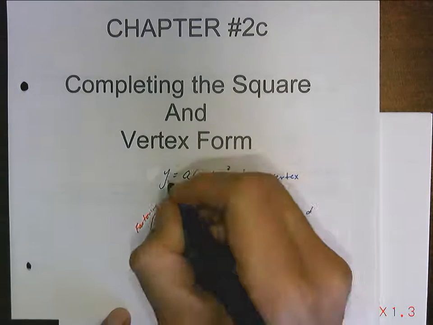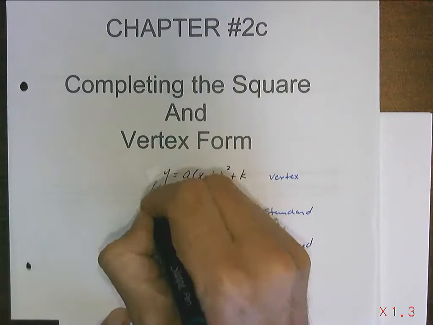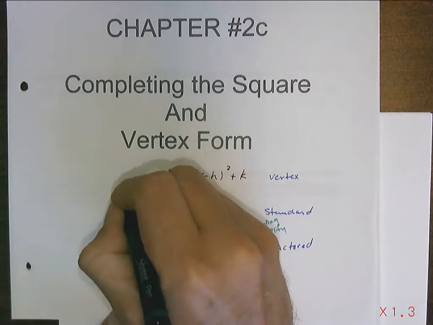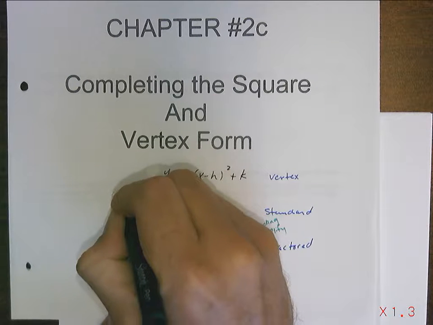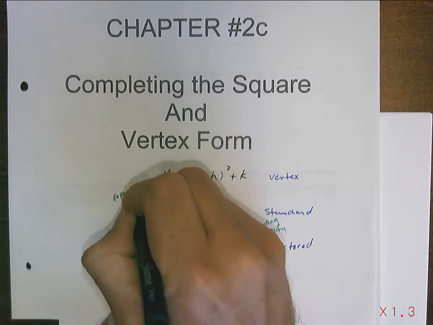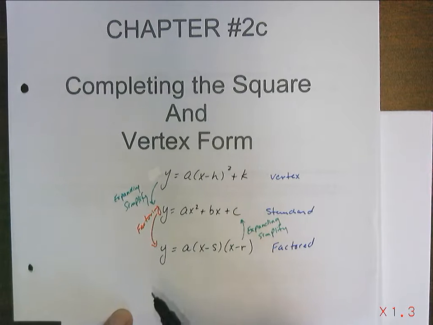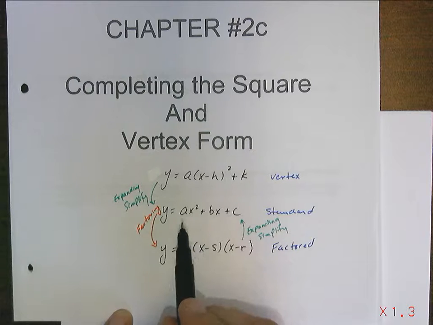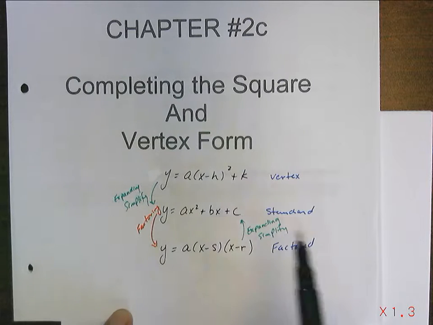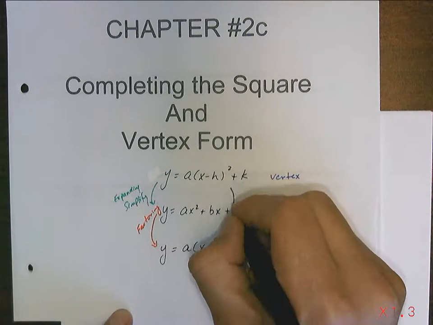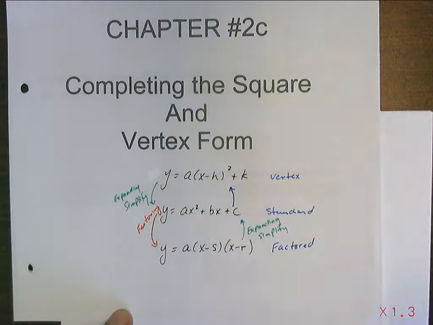And we learned how to go from vertex form into standard form, again by expanding and simplifying. We had to follow the order of operations in this one. So what we need to do now is we need to figure out how to go from standard form. Do you see the arrow that's missing? We're missing the arrow to go from standard form back to vertex form.